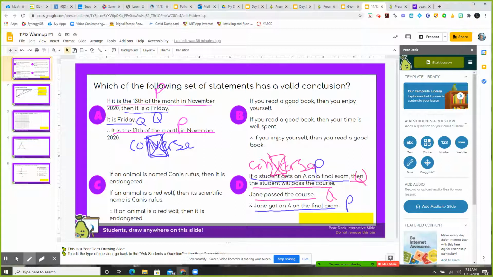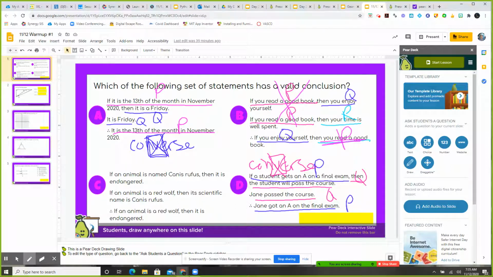Okay. Between the other two, if you read a book, that's P. Then you enjoy yourself, that's Q. And then I've got another set of statements here. Then your time is well spent, that's R. Then you read a good book. Oh, that's P again. What the heck? I can't have 2 Ps at the beginning. 2 hypotheses don't work if they're the same.